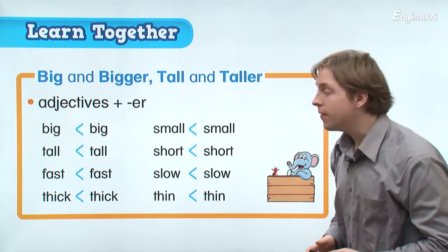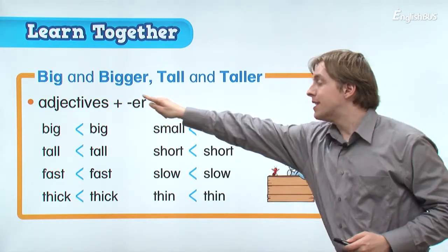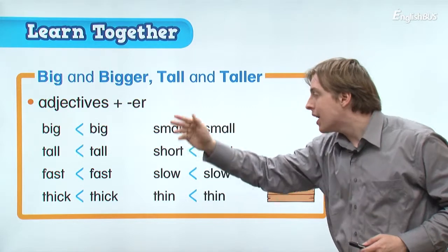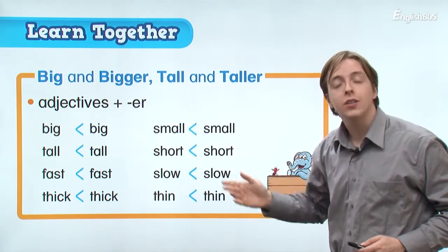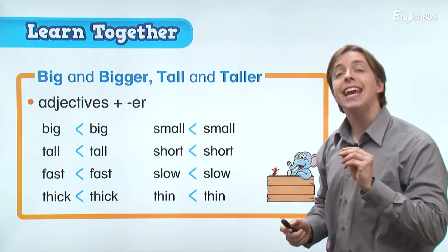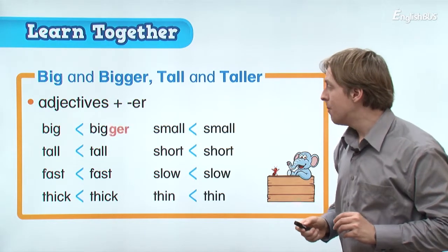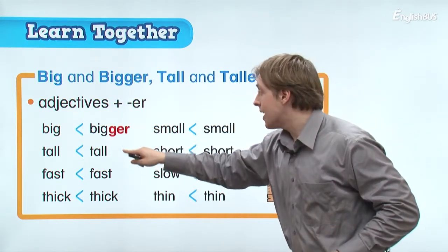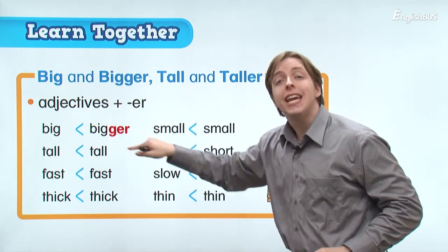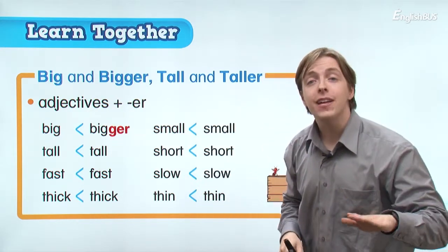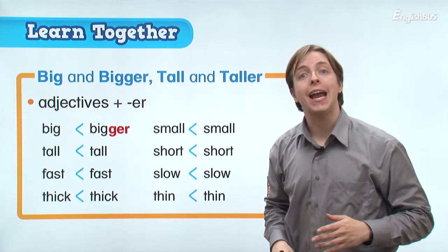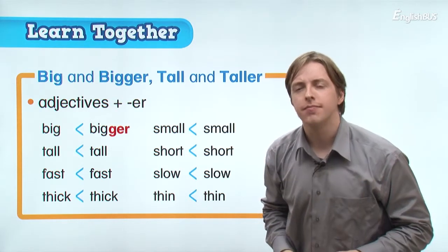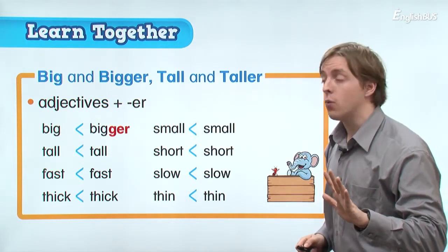Here's how it works. We take our adjectives, big, tall, small, short, and we add ER. Big becomes bigger. Now this one is unique. We need another G here. If we did not have this, it would sound like biger, and that's not right. This is very, very rare.